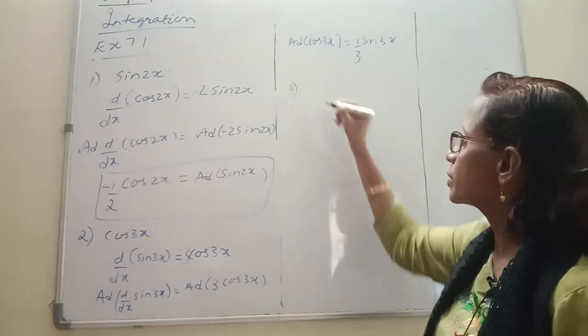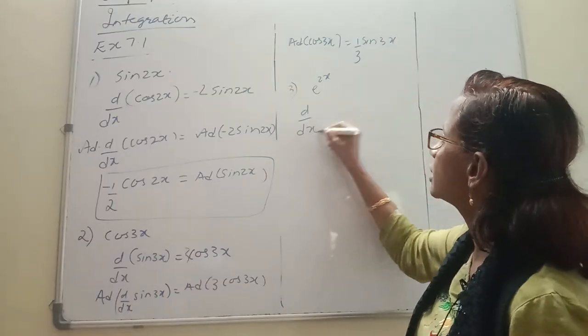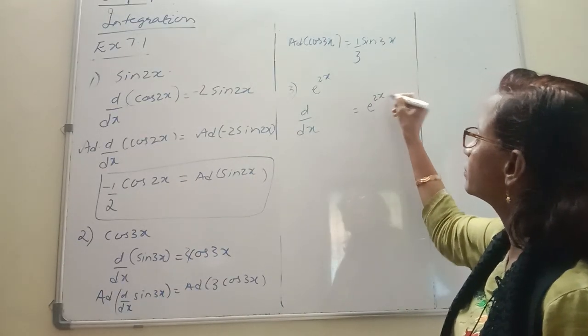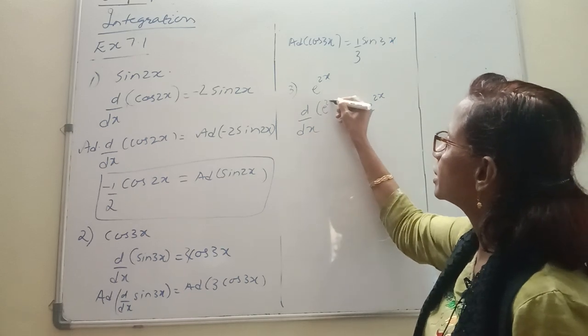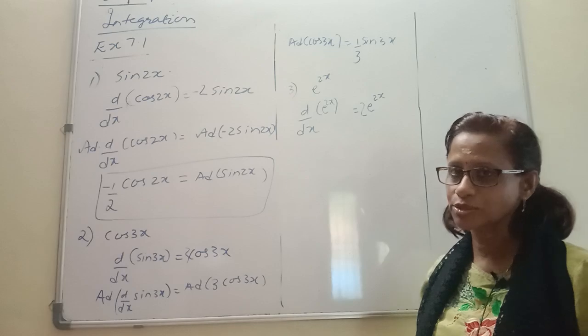If that's all, we can move to the third problem, which says that you have to find the antiderivative of e raised to 2x. If we were to look at e raised to 2x, if we had to get the derivative, then e raised to 2x would have given you 2 times e raised to 2x.